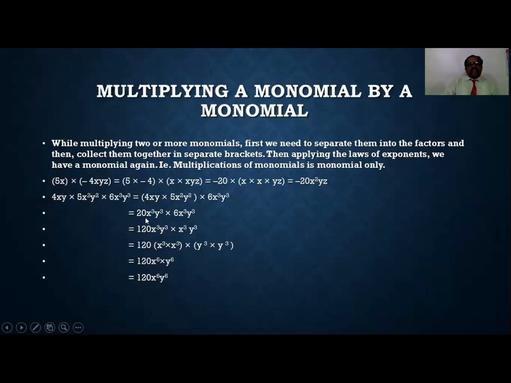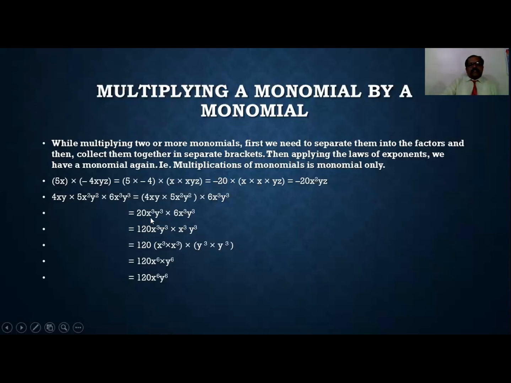Now this product is again multiplied by the third monomial, that is 6x cube y cube, and again, applying the same steps as we have done in the first example, it is the multiplication of two monomials. Clear? So again follow the same step, multiply 20 with 6 first, that is 20 into 6, 120, which will be written as it is.